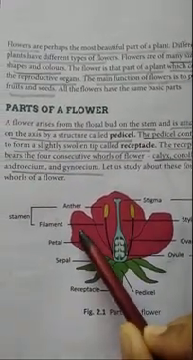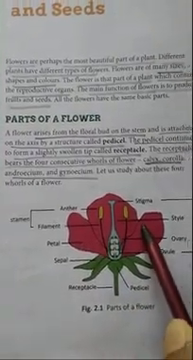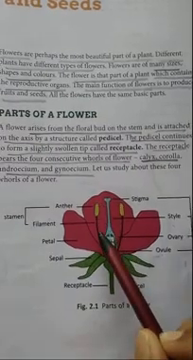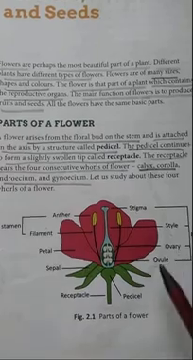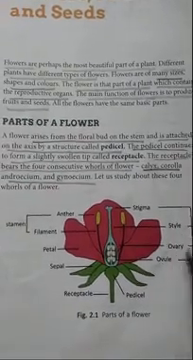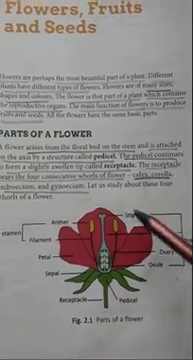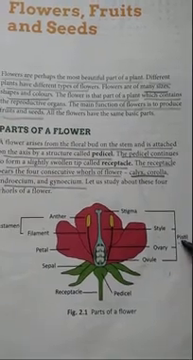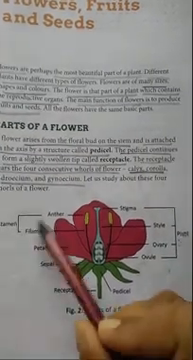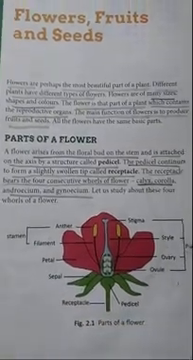Then these are the petals, the second whorl of the flower. Then this anther and this filament are the third whorl, and the stigma, style, ovary and ovule form the fourth whorl of a flower. So stigma, style, ovary and ovule, these 4 altogether form the pistil, the female reproductive part. Then anther and filament form the stamen, the male reproductive part.